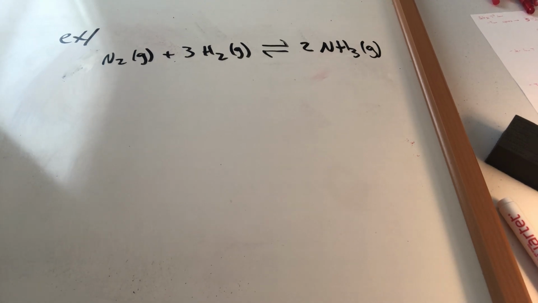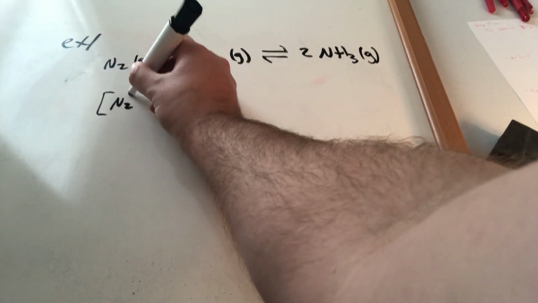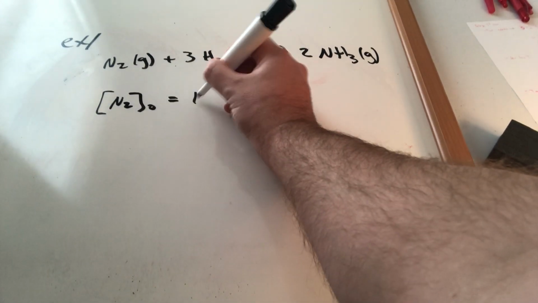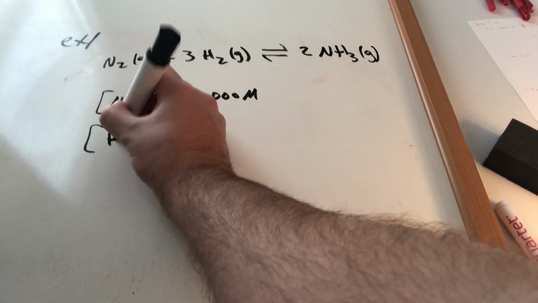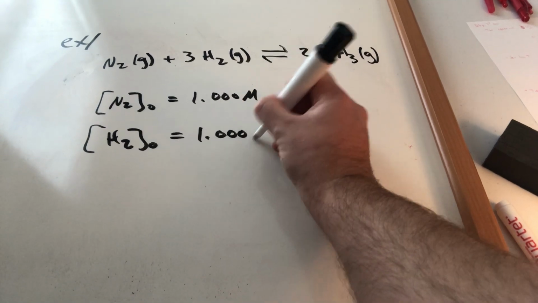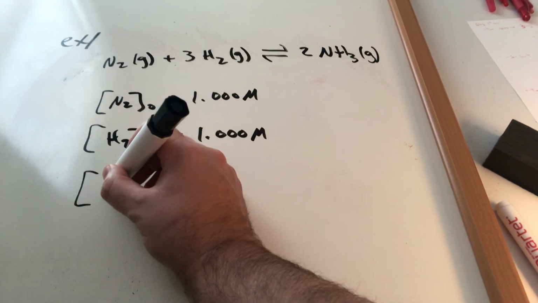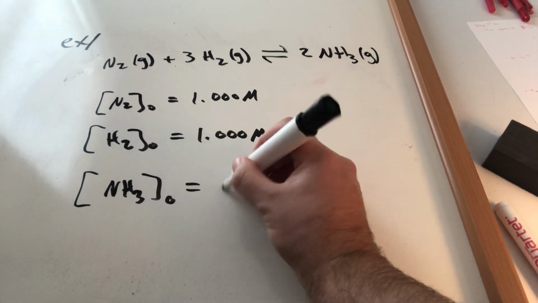And what we're going to do is look at a series of initial concentrations. So if you look at that slideshow and follow along, what you're given to start with is, let's say that we have an initial N2 that equals 1. Let's say we have initial H2 that equals 1. And let's say we have an initial NH3 that equals 0.